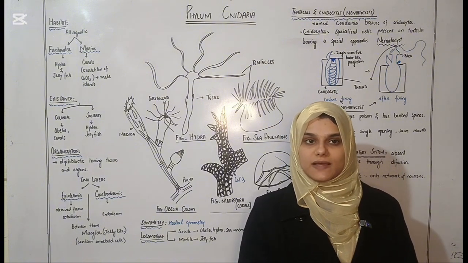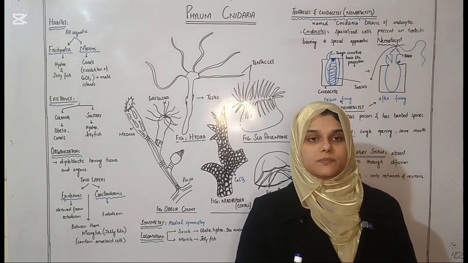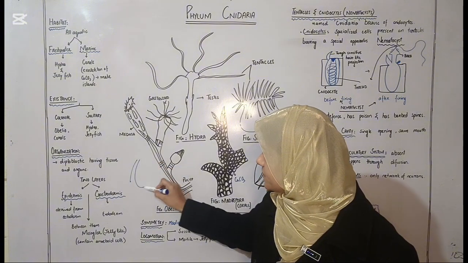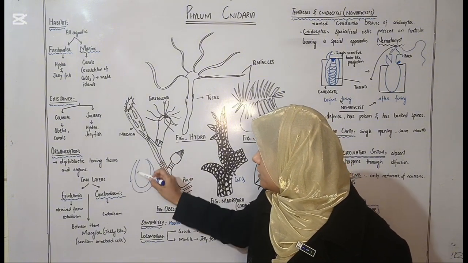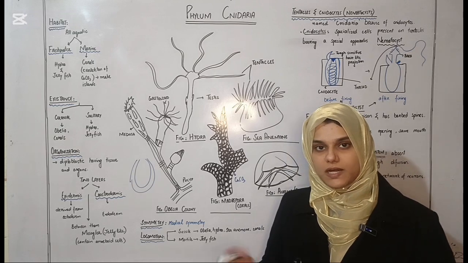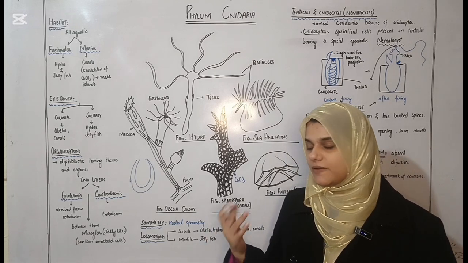So they have a tissue level as well as an organ level of organization, but the body wall consists of only two layers, that is, they are diploblastic. So their body wall is made up of two layers, and they have tissues and organs also. The sponges had only tissue level of organization, but these have developed organs also.